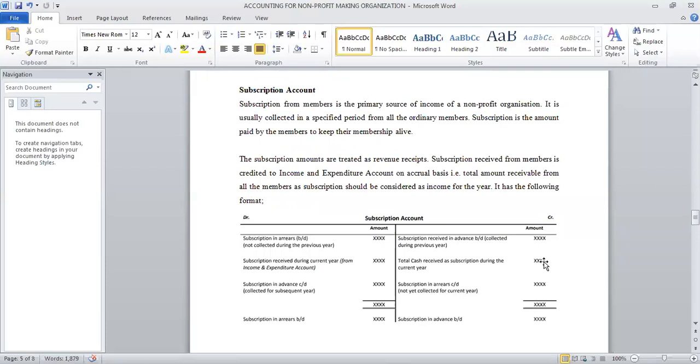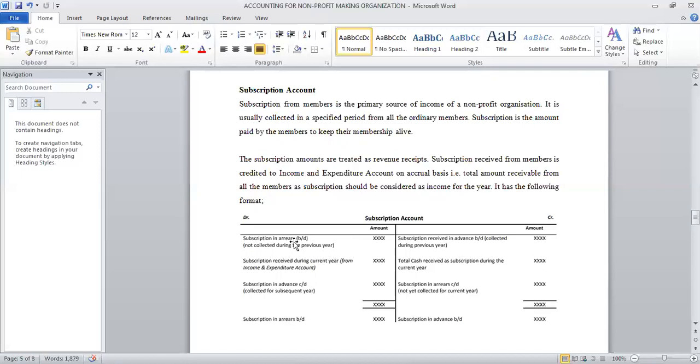But note, not all that cash belongs to the current year. Not all that cash that was received this year is meant for this year. Because, one, some members never cleared their subscription for their previous year, but they have paid that particular arrears this year, meaning that that money is included here. It is included here, yet it is not for this year. What we normally do, we minus and record it here. This is subscription in arrears brought down, not collected during the previous year, but it has been collected here.